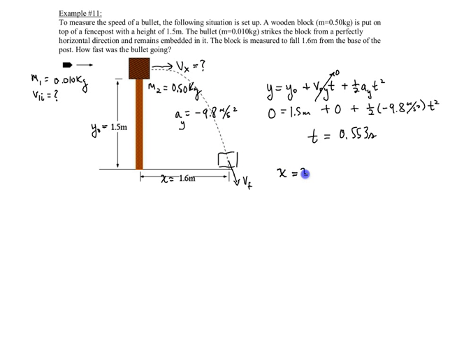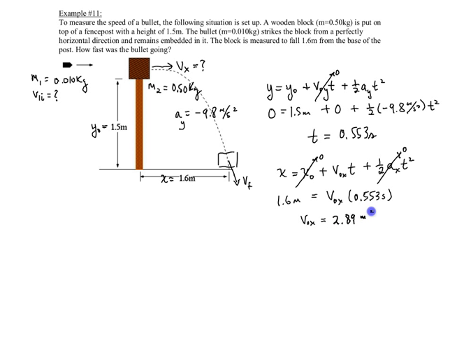So now that you know the time in the air, we can find that horizontal speed by using our x equation. x equals x0 plus v0x times t plus 1/2 ax t squared. If you recall, this is projectile motion. There is no acceleration horizontally, so this goes to 0. Let's assume the initial position is 0. And so what we have is this final place that it moves horizontally is 1.6 meters equals the initial horizontal speed times the time that we just calculated, which was 0.553 seconds. And go ahead and calculate that. And you should get an initial horizontal speed of 2.89 meters per second.